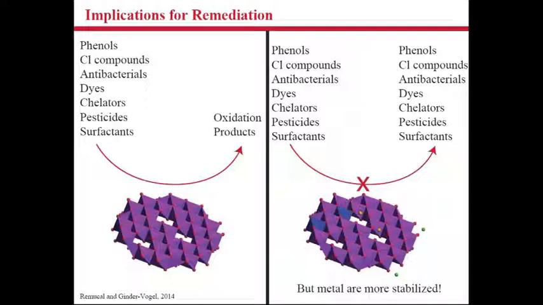I guess the idea here is that oxidation of these bad actors on the left side is a good thing. But how would we know that the oxidation products aren't as bad or worse than this one?